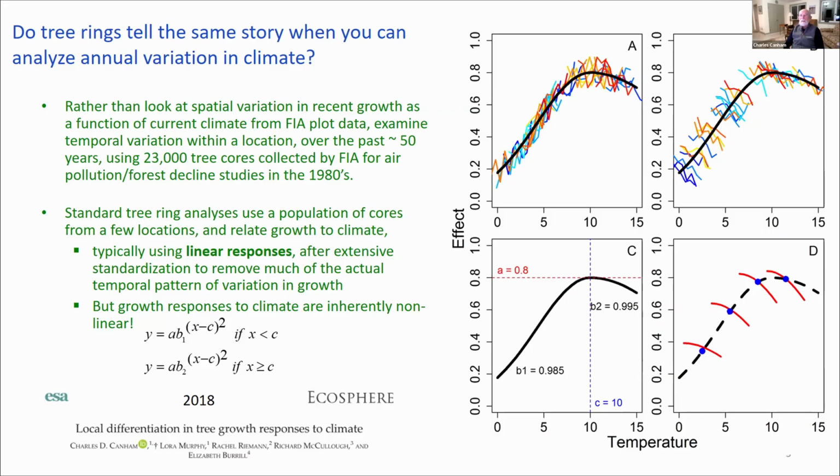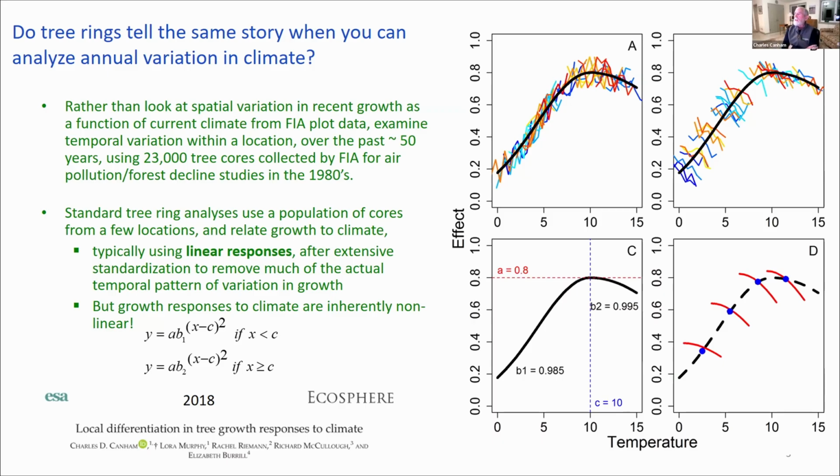There were basically the data from 23,000 tree cores collected by FIA in the 1980s. And I will freely admit, I thought, well, this is really exciting. I'm going to see what I can learn from this. And to be honest, I decided to try something new simply so that I could get this published, because people have been looking at climate responses using tree ring data for decades.